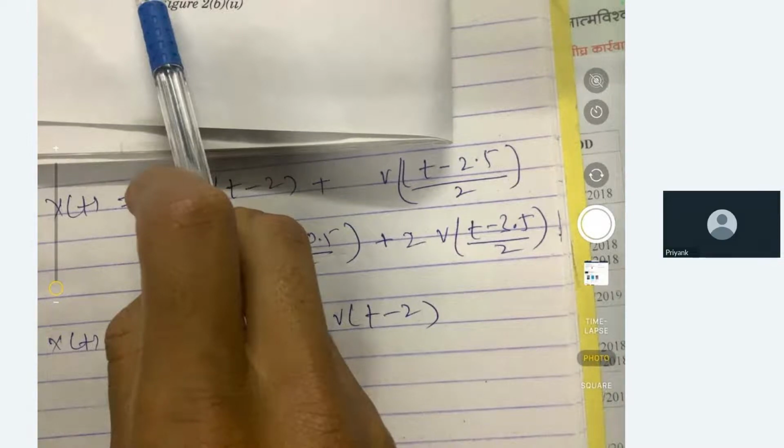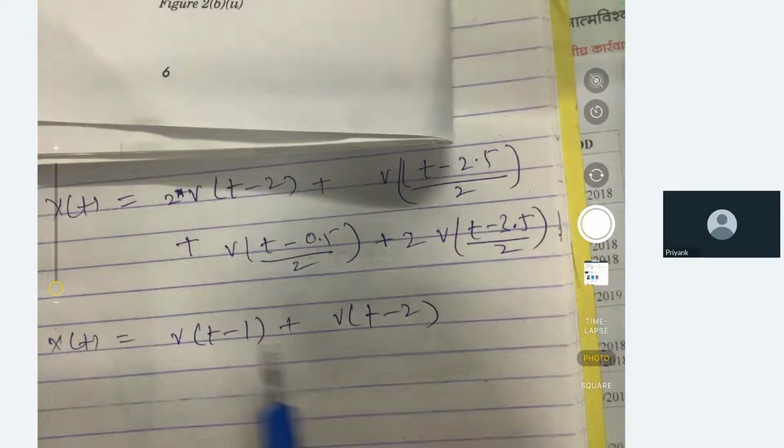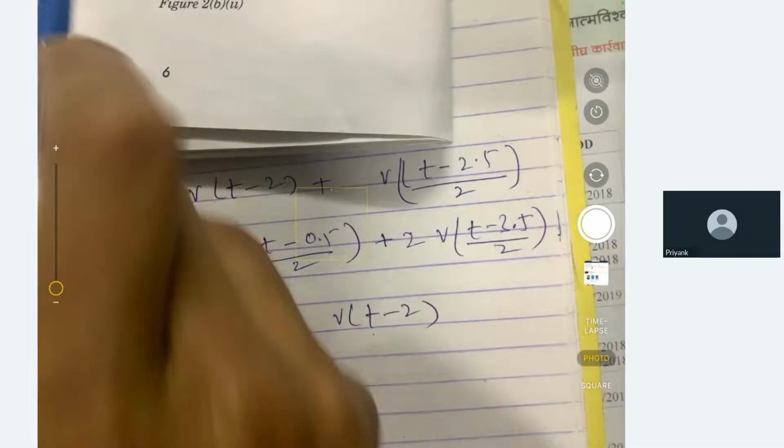Somebody was suggesting writing V(t-1), V(t-2), so we complete it till here. But how to take this term? This means this upper term.